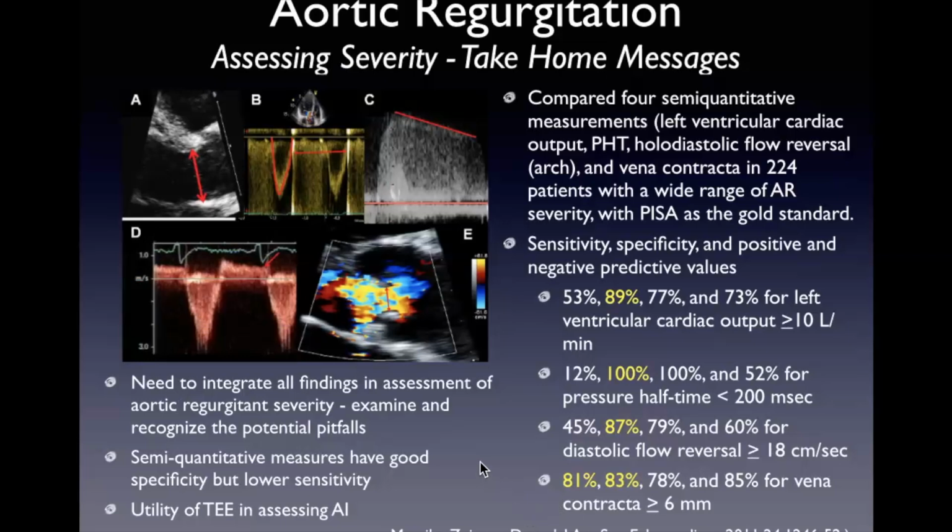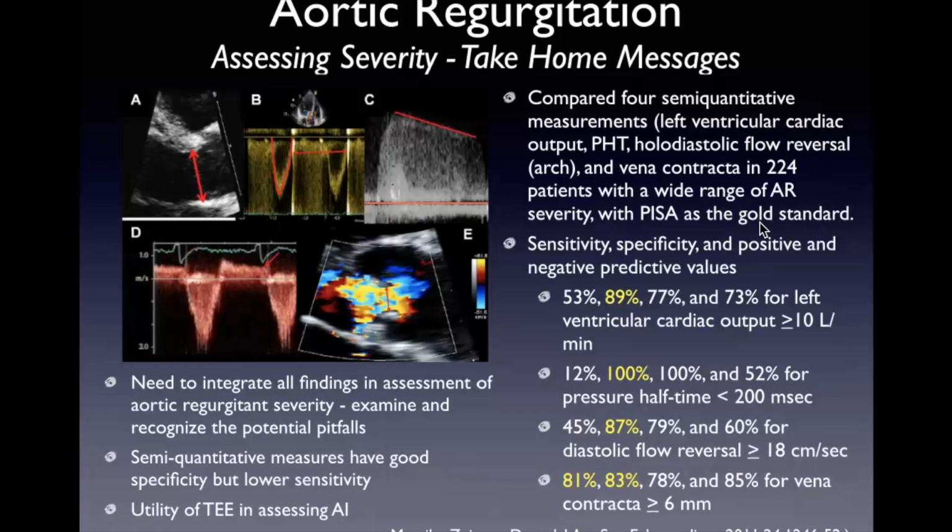So for AI severity, you need to integrate all the findings for assessment, examine, and recognize potential pitfalls, very similar to mitral stenosis. Semi-quantitative measures have good specificity but low sensitivity, and then TEE can be helpful for further assessing severity. This is a nice paper from David Messika-Zeitoun, published in JACC in 2011, comparing four semi-quantitative measurements: LV stroke volume and cardiac output by echocardiography, pressure half time, diastolic flow reversal at the arch level, so the proximal descending thoracic aorta, and vena contracta, in 224 patients with aortic regurgitation.